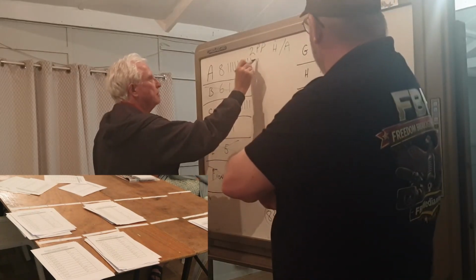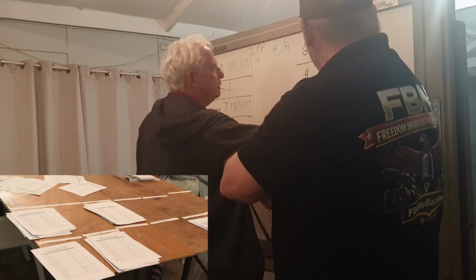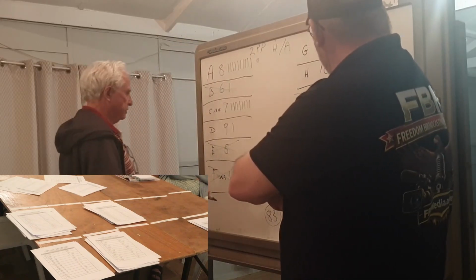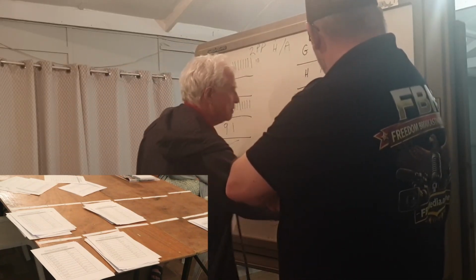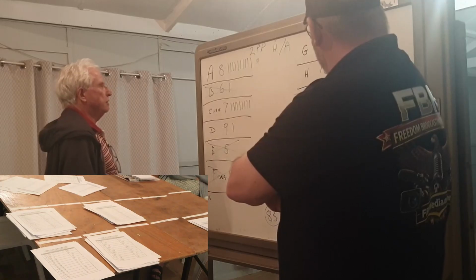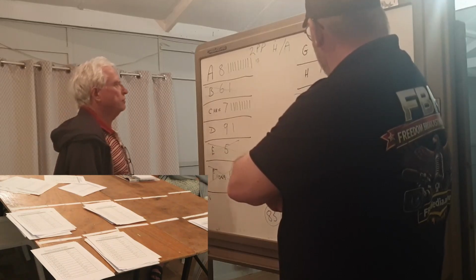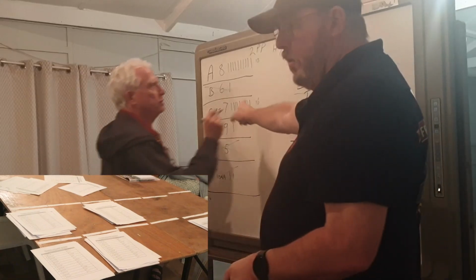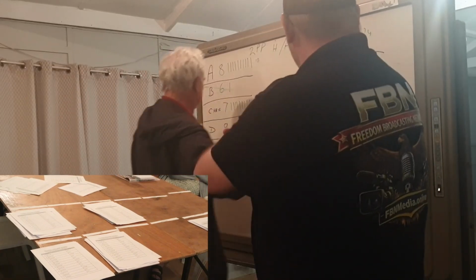There's 18 there. 20 there. And 14. 16 there. And D is out, by the way. D gets crossed out.